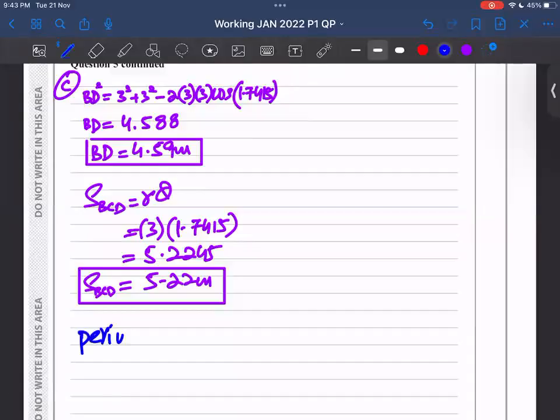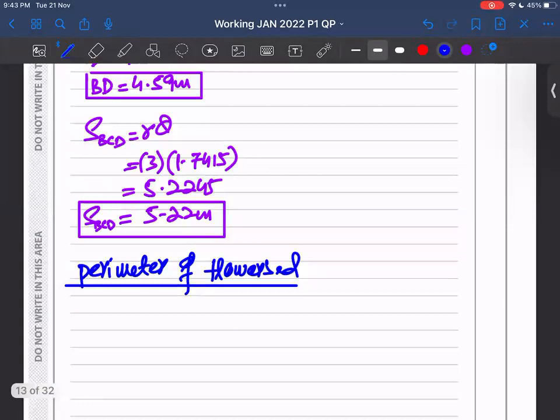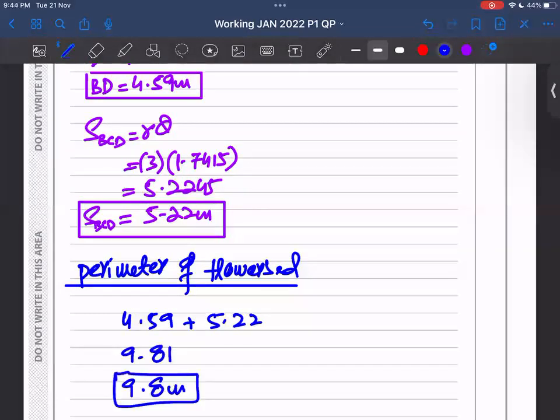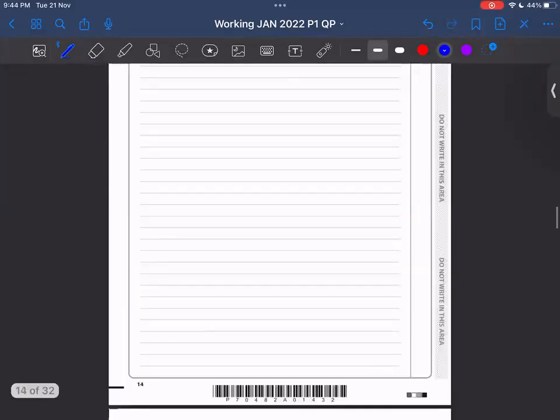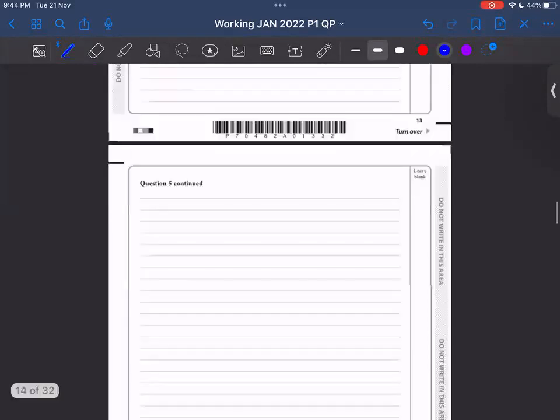Perimeter of the flower bed is 4.59 plus 5.22, which is 9.81. They want the answer to one decimal place. This is going to be our final answer now. That's it for this question. Let's start question number 6.